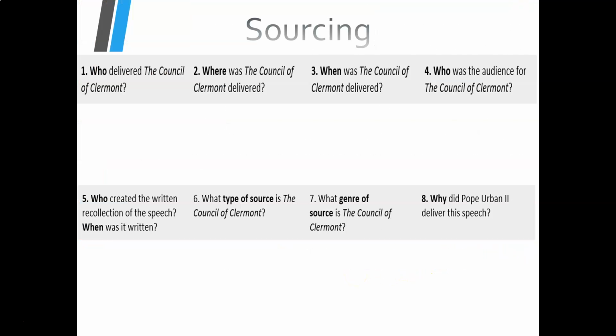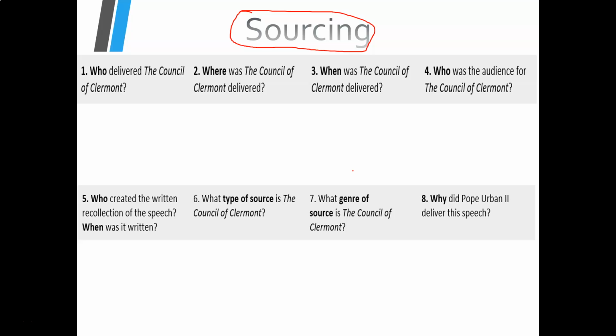And then what I want you guys to do is source the document. First you're going to say the who, where, when, and then go through all these different questions, all 8 of them. Who delivered the speech, where was the Council of Clermont delivered, when was it delivered, who was the audience, who created the written recollection of the speech, what type of source is this, what genre of source is this, and why did he do this? You're going to answer all these different questions after you do this.